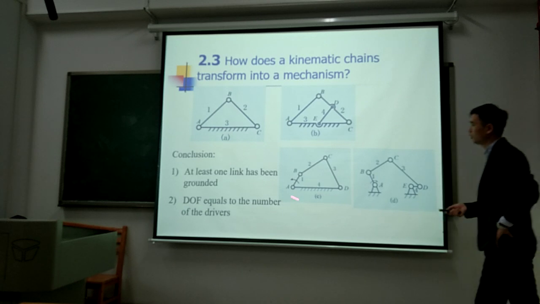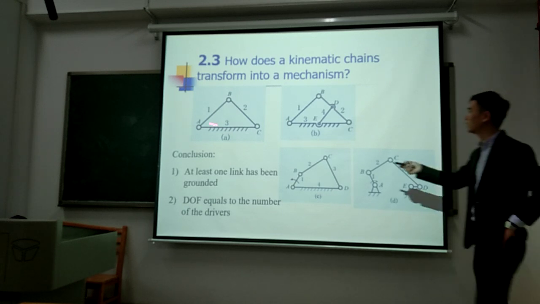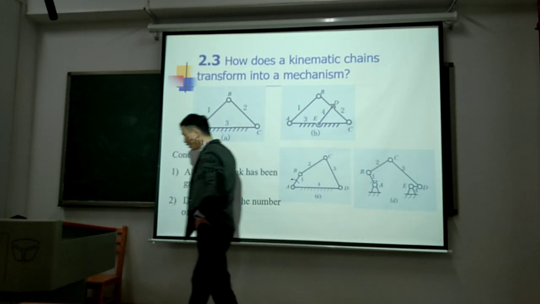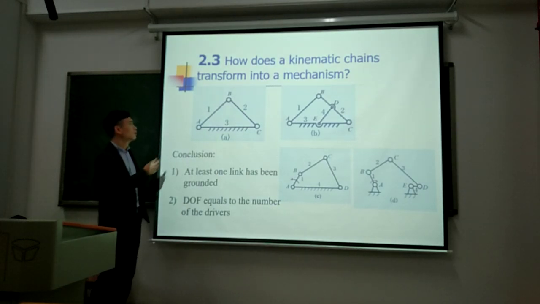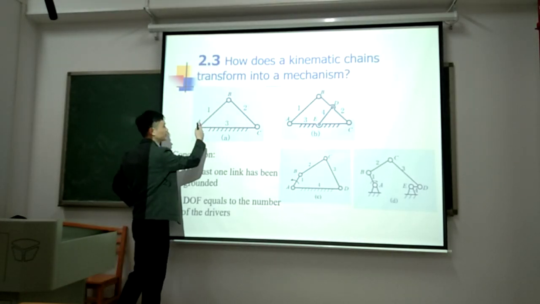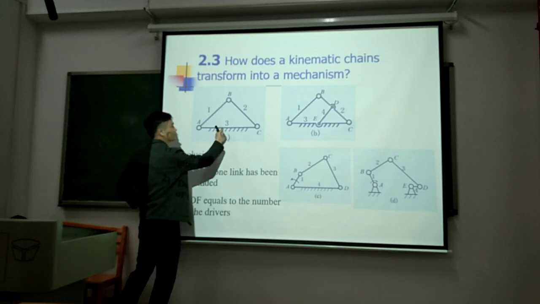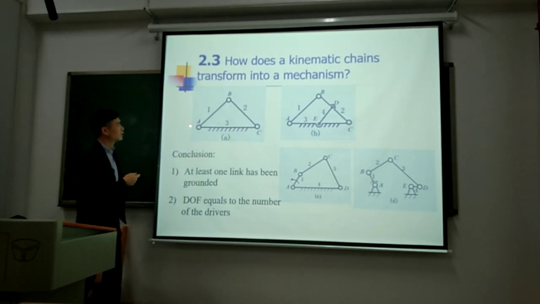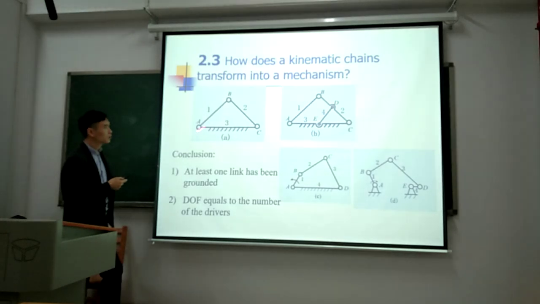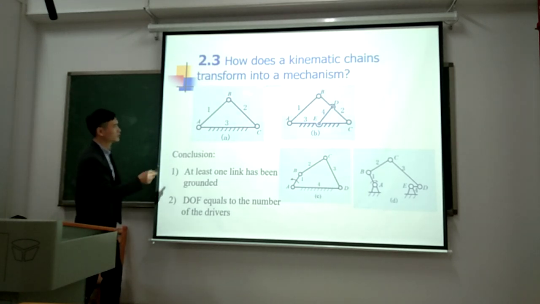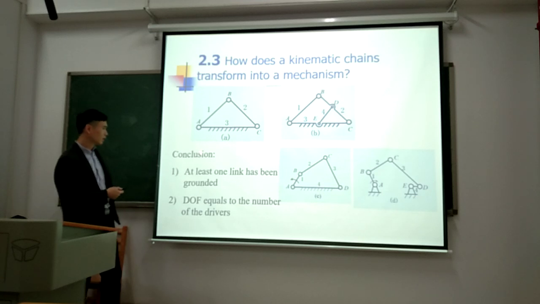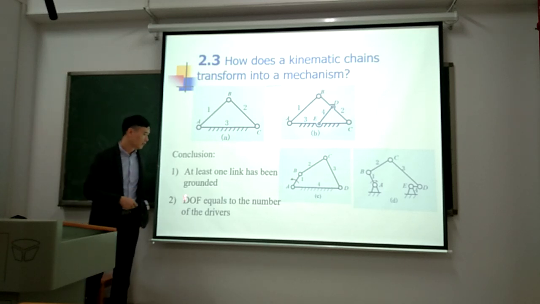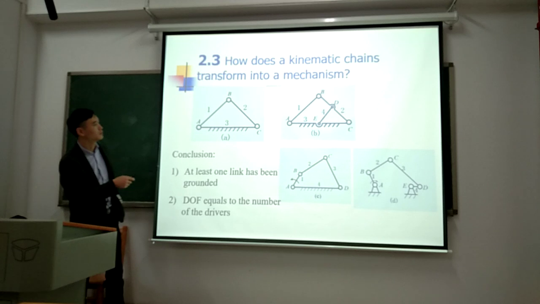So, opposite, and this one, it can move. This one is fixed by this one and this one. So this link can't move, cannot move, and this one cannot move. So it is fixed. All of this system is fixed. So it can't be a mechanism.